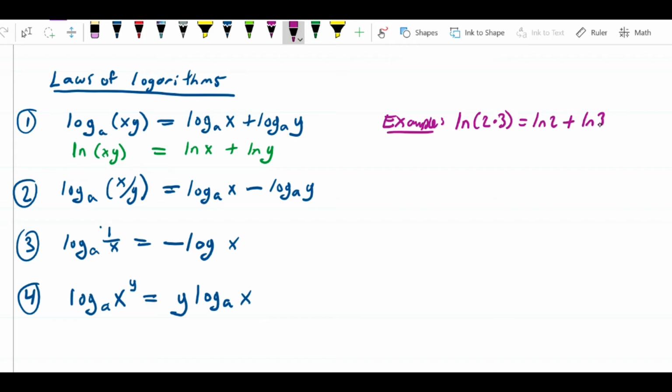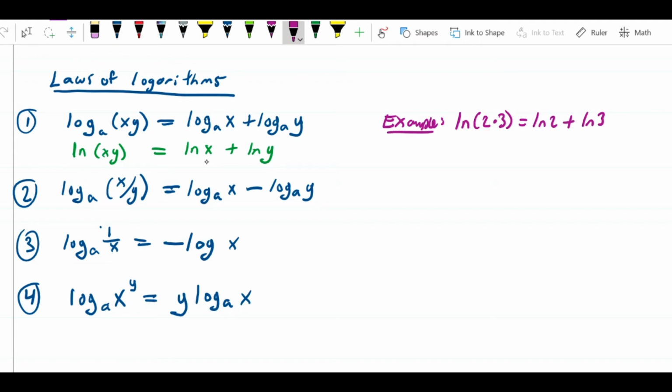So the next law is for quotients. Log base a of x over y is equal to log base a of x minus log base a of y. These would all apply for ln as well, because that's just log base e. I'm not going to keep writing the ln rule there. It's the same whether I write log base a or ln. The rules are all going to be the same.